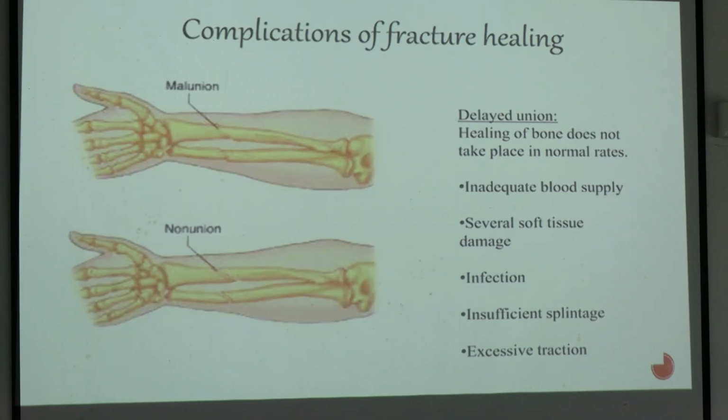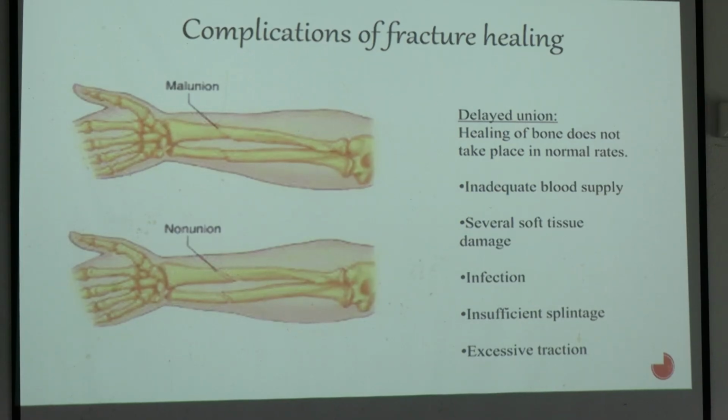Now what are the causes of this? First and foremost, if there is inadequate blood supply, if the bone has not gotten proper blood supply, then the bone will not heal properly. The second one is severe soft tissue damage, like if the fracture was very much compound and the soft tissue has been damaged to such an extent that the fracture has not healed properly. Then infection, then insufficient splintage, like when you had immobilized the bone you had not properly applied the splint, and excessive traction, if you had applied excessive traction.